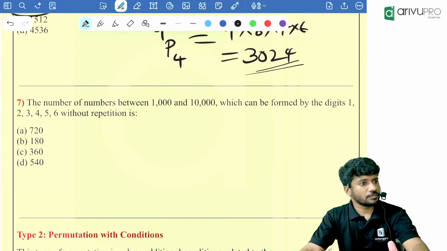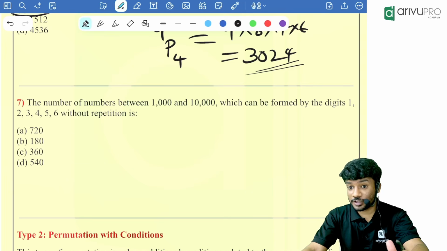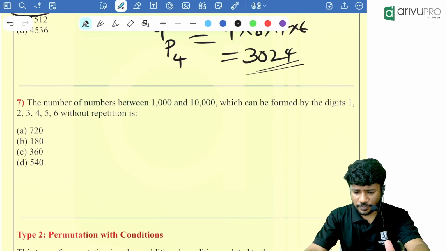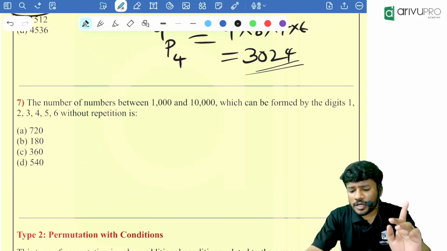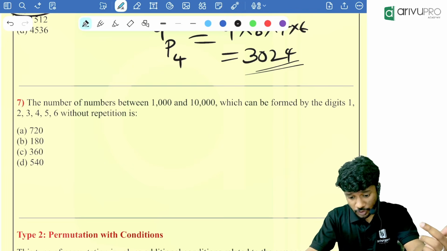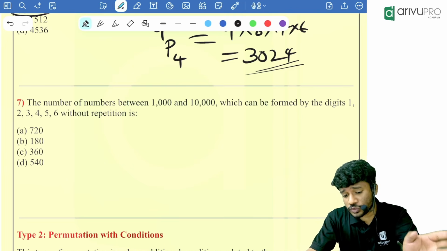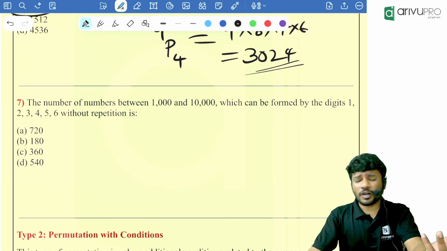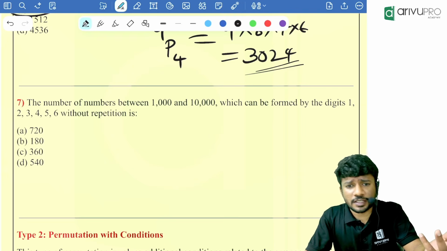Okay, a very good question. I'll show you the approach also. I'll go with the vacant place approach. Why? The question is what? The numbers between 1000 and 10,000. Okay, what is the question? Numbers between 1000 and 10,000. What type of numbers are there in between 1000 and 10,000?